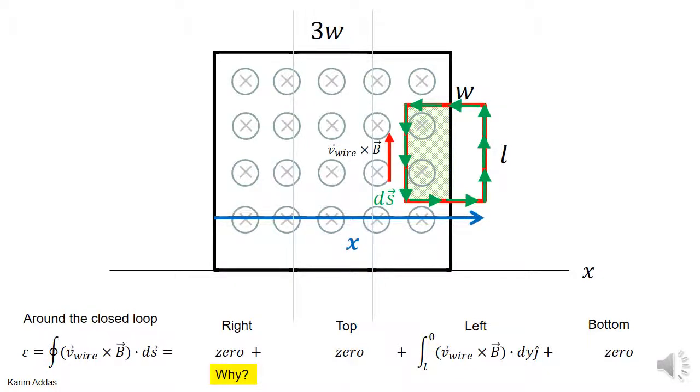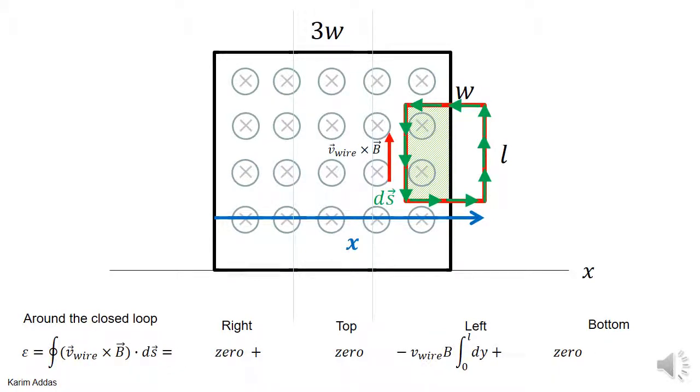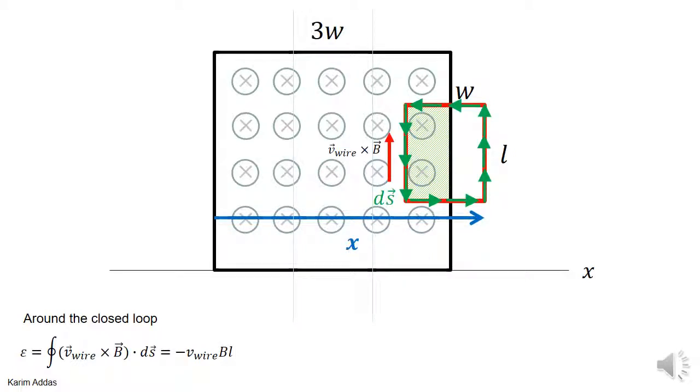So let's see what this becomes. We can reverse the integral limits, so you get minus the integration from 0 to L, and then the same thing as before: the magnitude of v_wire cross B is v_wire times B. You can take v_wire and B outside, and then you get the integration from 0 to L of dy, which is just L. You get minus B L v. So the EMF turns out to be the negative of what it was when the loop was going in.